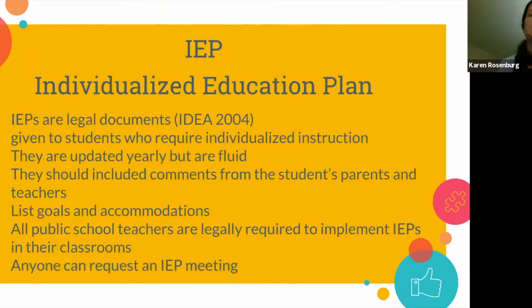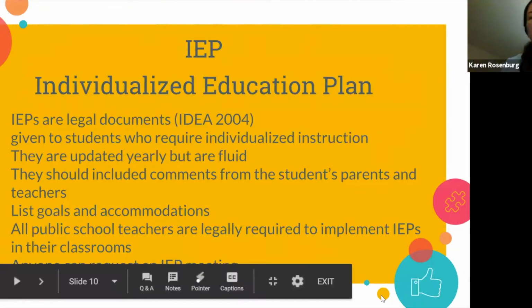If you don't have access to a student's IEP, then you need to talk to somebody in your school about that, a special ed teacher or even the principal, because you're required to read those. They have a list of goals and accommodations on them. And at the bottom I wrote, anyone can request an IEP meeting.